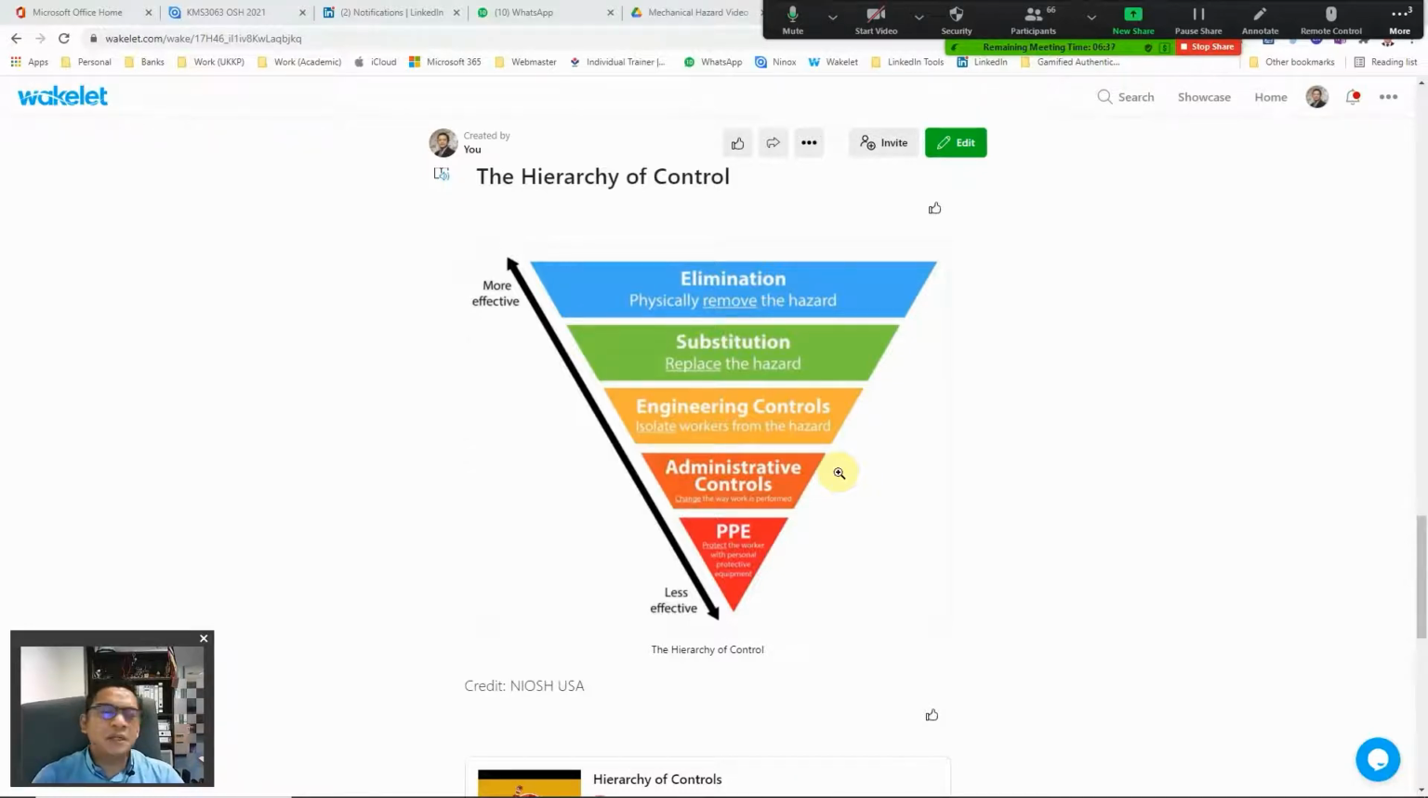Going for training is also admin control. So when you see a hazard, when you see the COVID-19 cases rising in Sarawak, and you say, okay, send everyone to training, that is not a proper way to do it lah. So, and ask people to follow SOP, put the temperature detector.